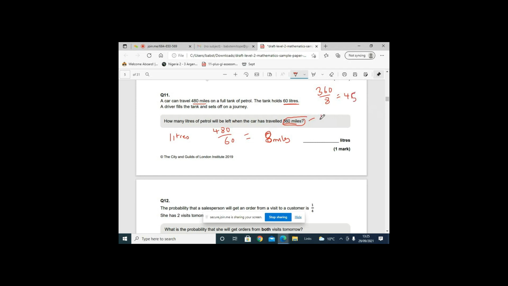So 45 liters for this journey. You said, how many liters will be left after this journey? And it's 60 before. Just say 60 minus 45. That's going to be 15. That's all. Sorry, you said 60 minus what? 45? Yeah. All right.